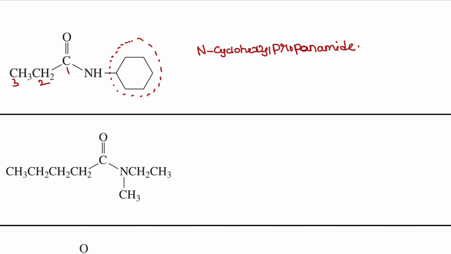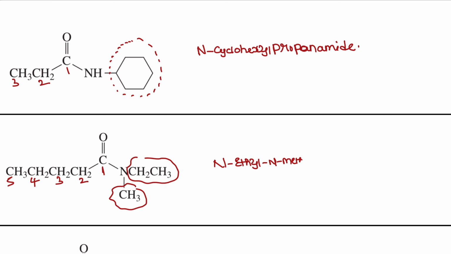Now this is a tertiary amide because this nitrogen has alkyl groups, and here it is a C double bond O. This is a tertiary amide. In case of the longest chain, 1, 2, 3, 4, 5, this is the branch, ethyl group, this is the branch, methyl group. They are attached to nitrogen. So this is N-methyl pentanamide, pentanamide.